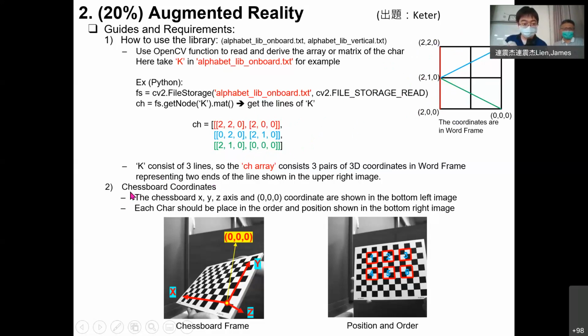And for the chessboard coordinate, the chessboard XYZ axis and the 0, 0, 0 coordinate is here, and the X axis direction is this direction, and the Y axis this direction, and the Z axis this direction. So each character should be placed in order, just like this image. And so, for example, for OpenCV, you have to show the characters OPENCV and show the image.